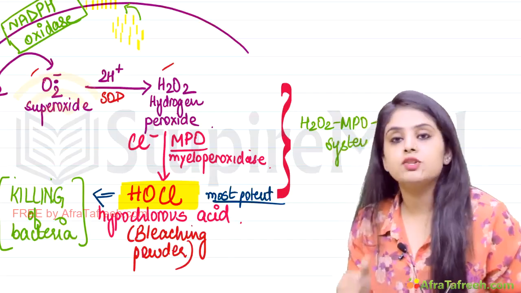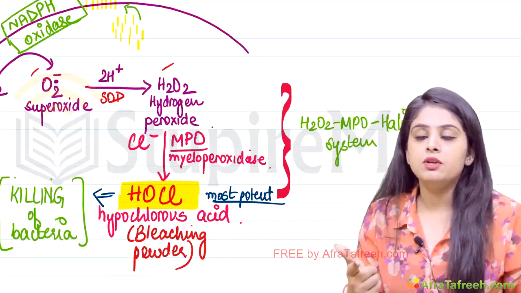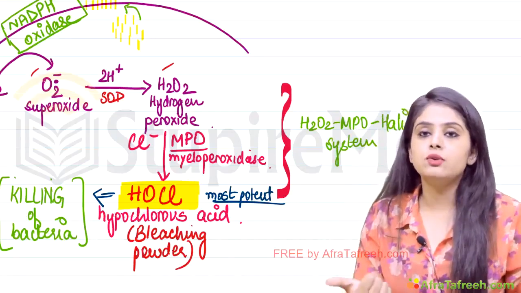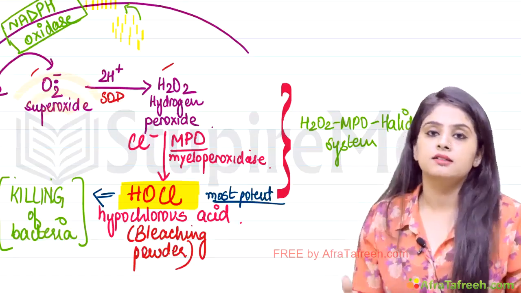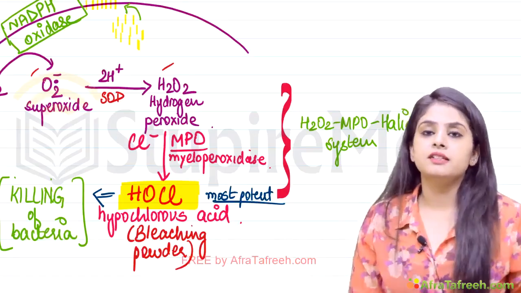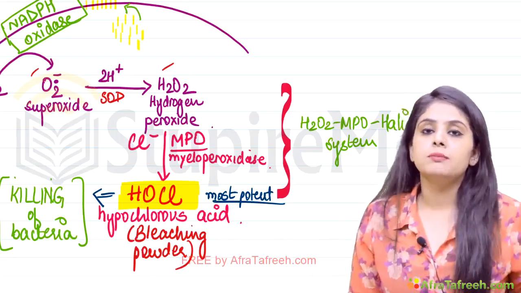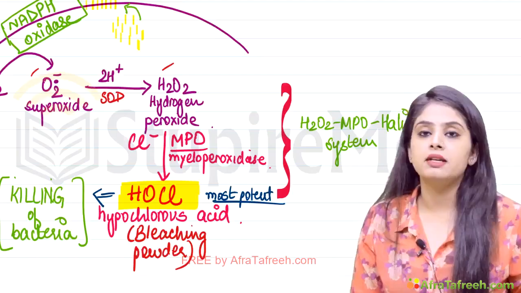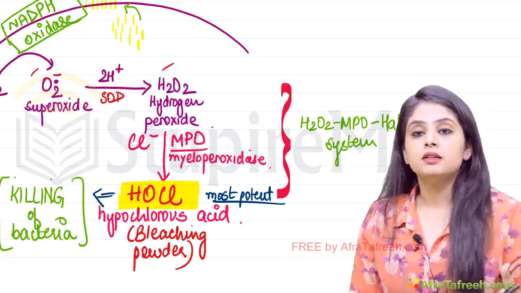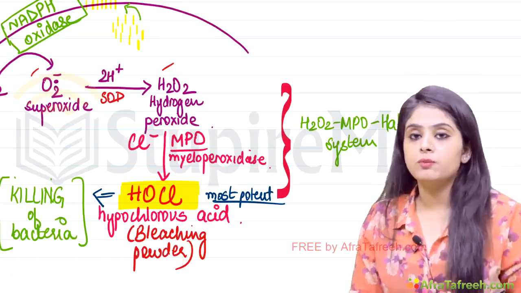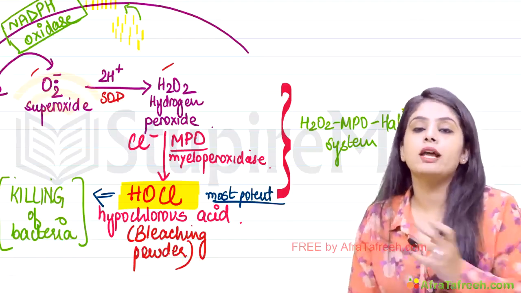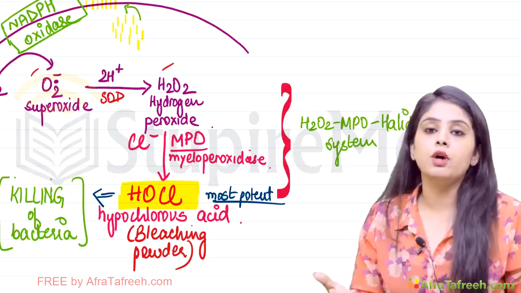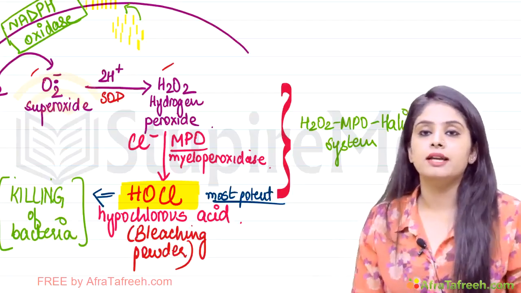Why? Because it uses H2O2, it uses MPO, it uses chloride, which is a halide family. So H2O2 MPO halide system. Indirectly, if they ask which is the most potent method of killing, oxygen dependent or independent? You know oxygen dependent. If they don't write it in the question or in the options and they write H2O2 MPO halide system, then you know that is the oxygen dependent pathway. So you will opt for H2O2 MPO halide.